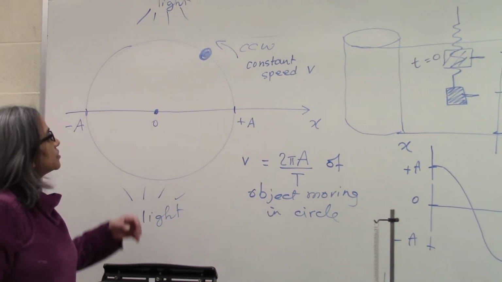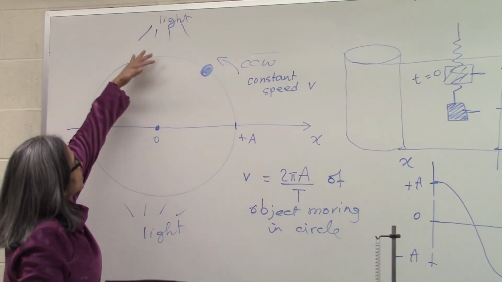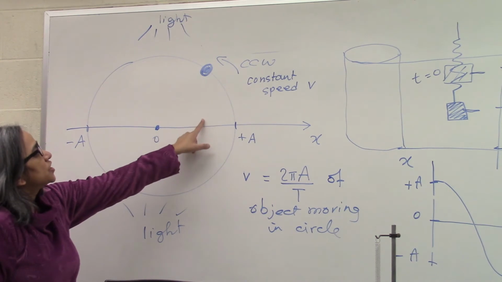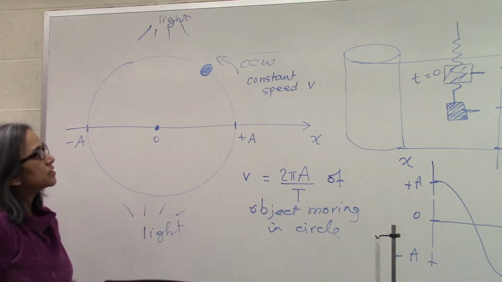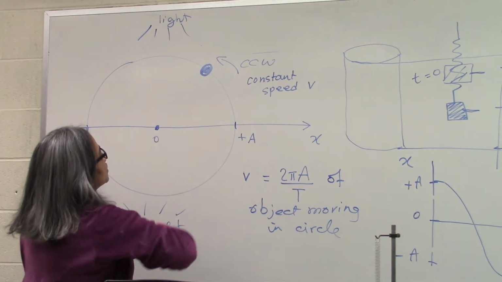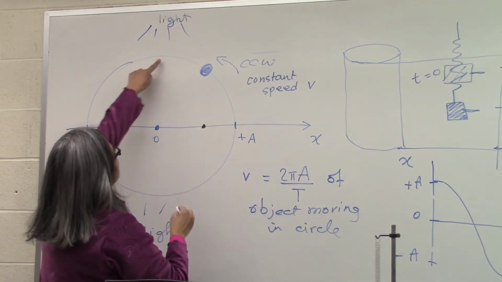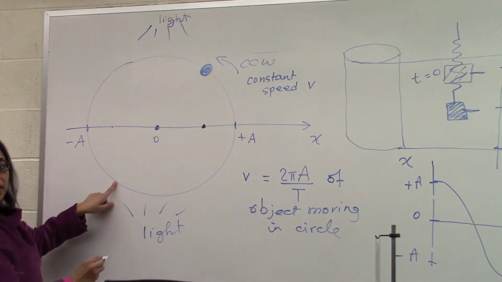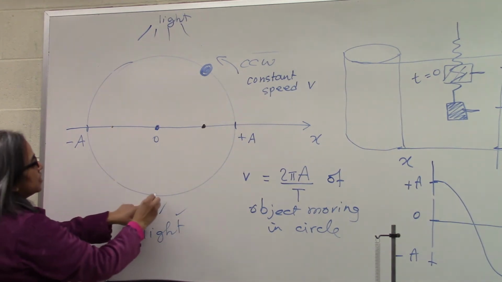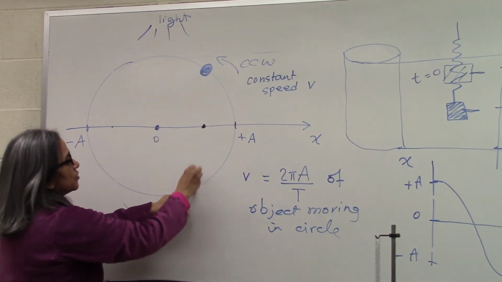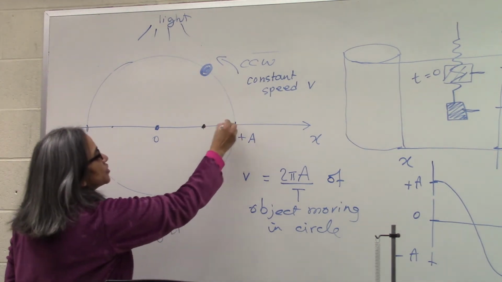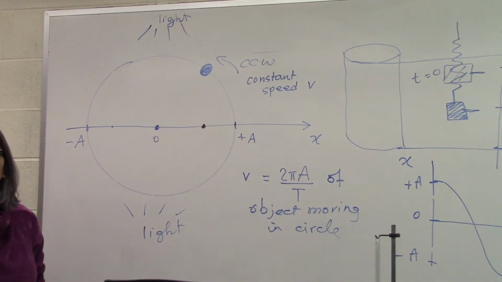imaginative way to think about it, which is that imagine that this is illuminated from both sides so that you can see the shadow of this object on the x-axis. So when it's here, its shadow is here. When it's there, its shadow is here. When it's here, its shadow is also here. When it's here, and so on. Okay, and of course, when it's here, then it coincides with the position of its shadow.